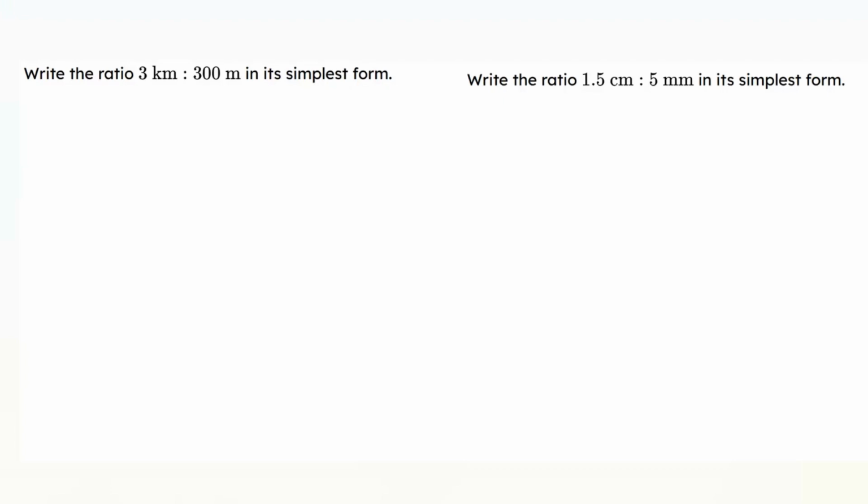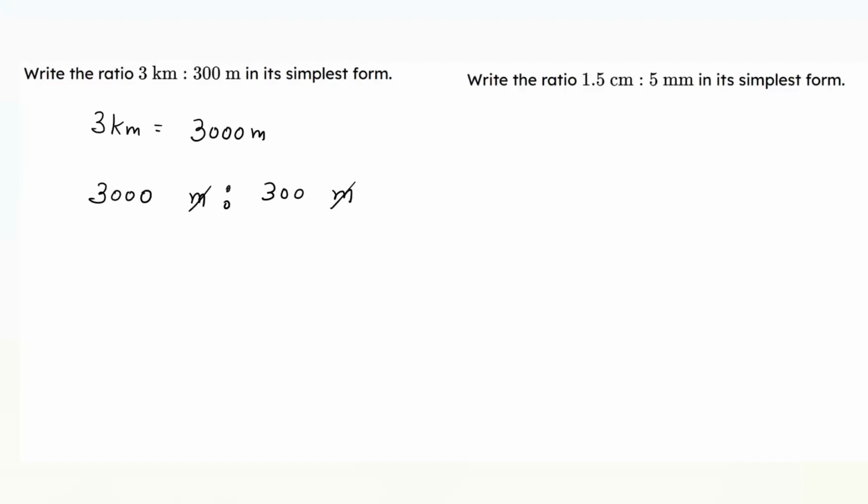So let's do it. 3 kilometers, if I have to change into meter, what will I do? 3 kilometer will be equal to 3000 meter. Now, in place of 3 kilometer, we can write 3000 meter ratio 300 meter. Since the units are the same, we can cancel the units.